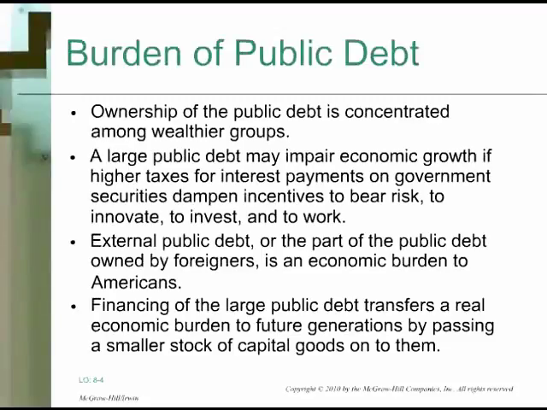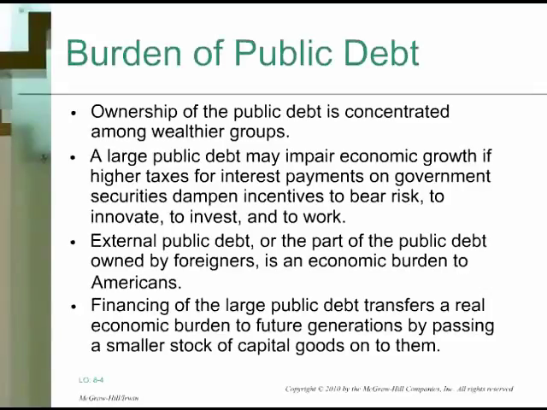Ownership of the public debt is concentrated among wealthier groups. A large public debt may impair economic growth if higher taxes for interest payments on government securities dampen incentives to bear risk, to innovate, to invest, and to work. External public debt, or the part of the public debt owned by foreigners, is an economic burden to Americans. Financing of the large public debt transfers a real economic burden to future generations by passing a smaller stock of capital goods onto them.